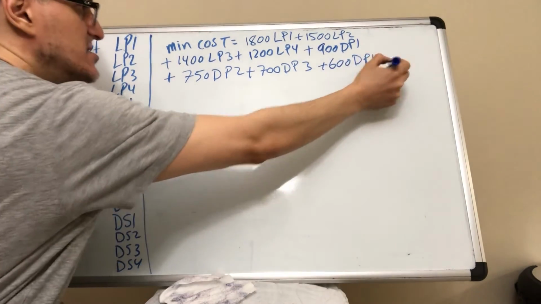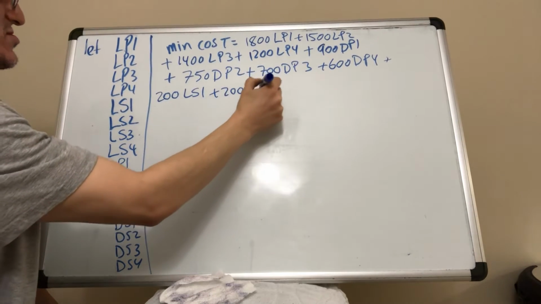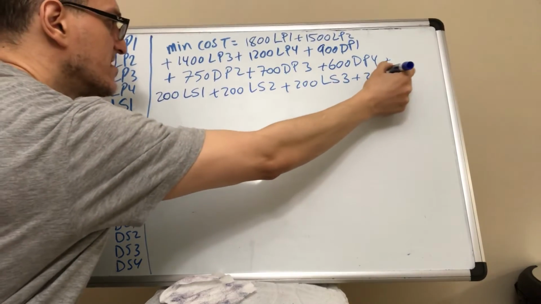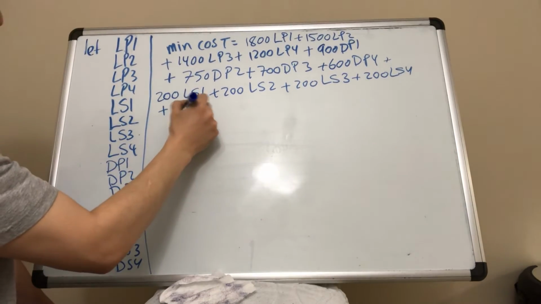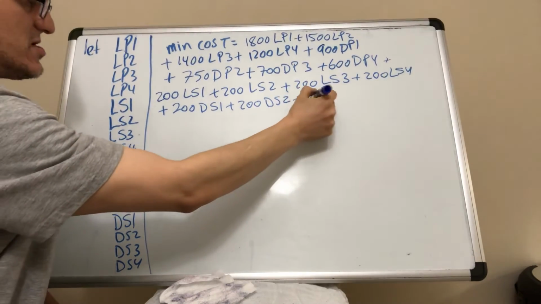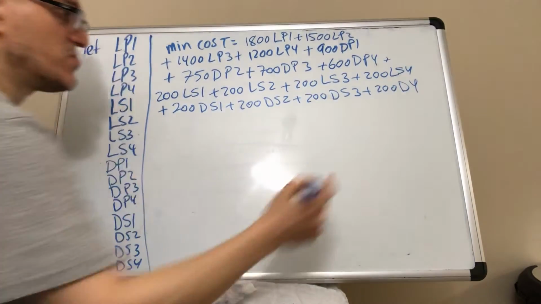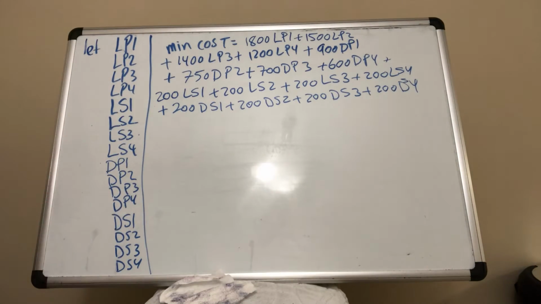So that would be 200 to store an L in the first quarter, to store an L in the second, in the third, in the fourth, and 200 to store a D in the first, 200 to store a D in the second, 200 to store a D in the third, and 200 to store a D in the fourth. So that's your minimum. Now let's see if we can put everything together for the subject two.